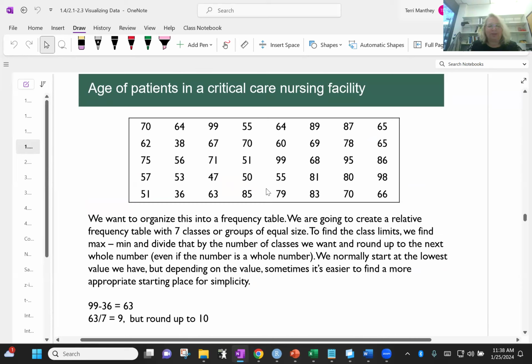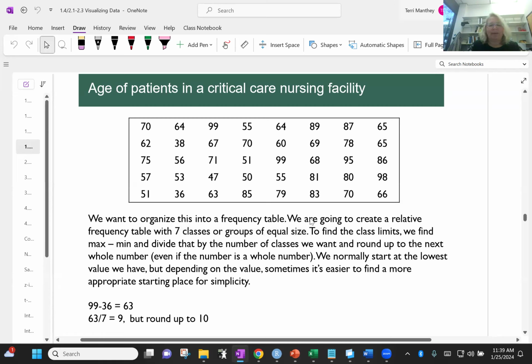So what we're going to do is create a frequency table, but a class limited frequency table. I want to make 7 classes or groups, and they have to be equal size. If they're not equal size, you're essentially turning them into more categorical data, and even if that categorical data is ordinal, you're still turning it into ordinal data. So we want to keep the 7 groups equal size.